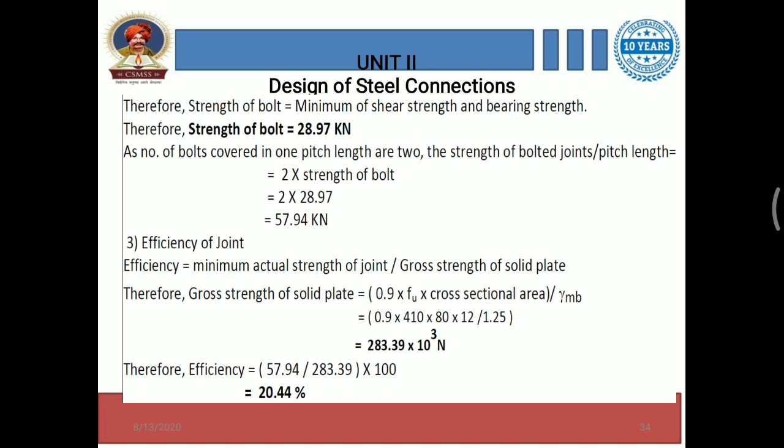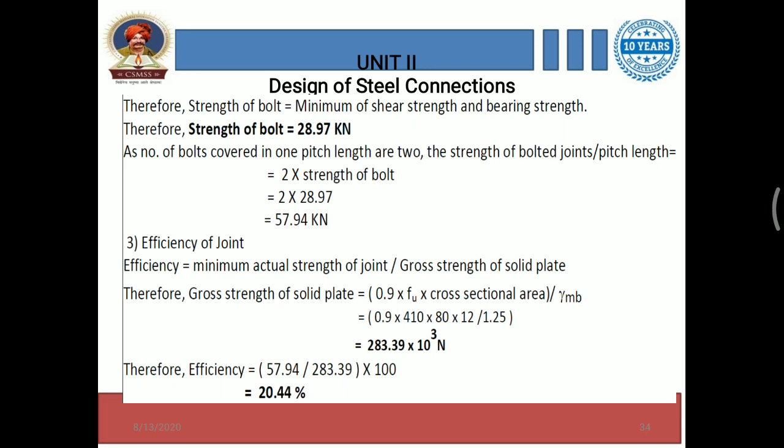Now, as the number of bolts covered in one pitch length are 2, the strength of bolted joint per pitch length is equal to 2 into strength of bolt. Okay, there are 2 pitch given, 2 into strength of bolt, and that will give you 57.94 kilonewton.